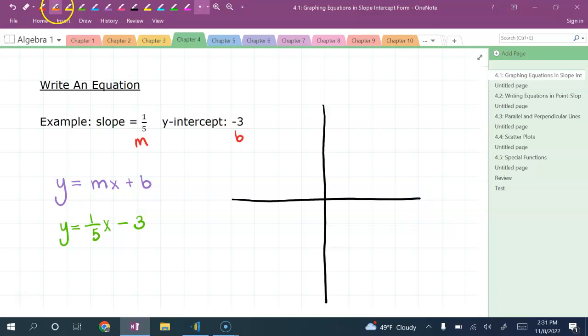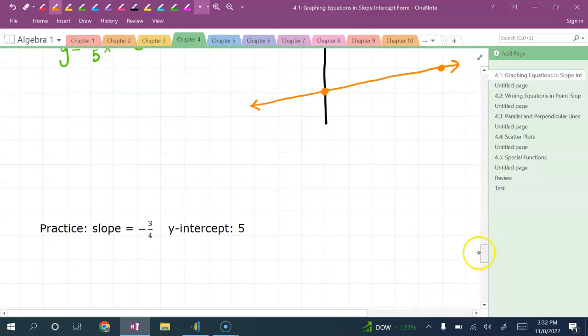So you start down on the y-axis, 3 points for that minus 3. Then you're going to go up 1 and over 5. So I want you guys to try to do the practice problem here.